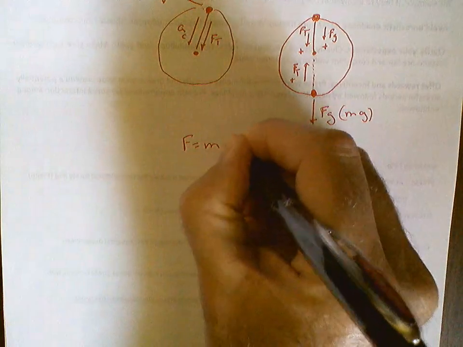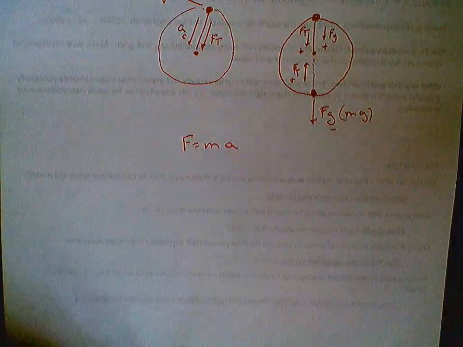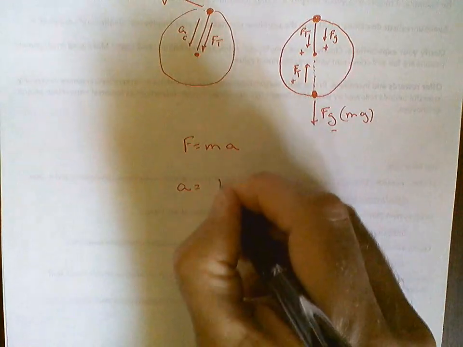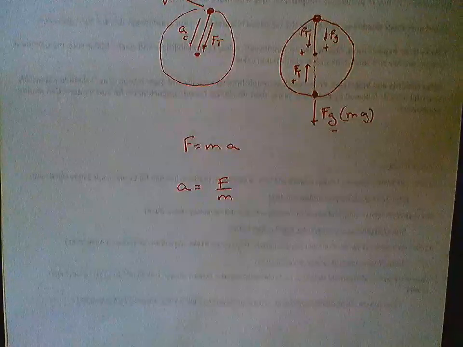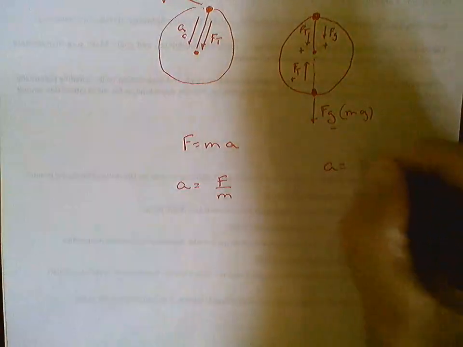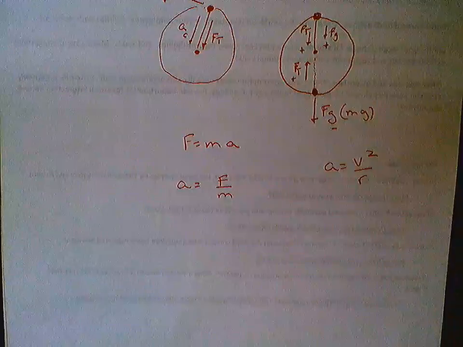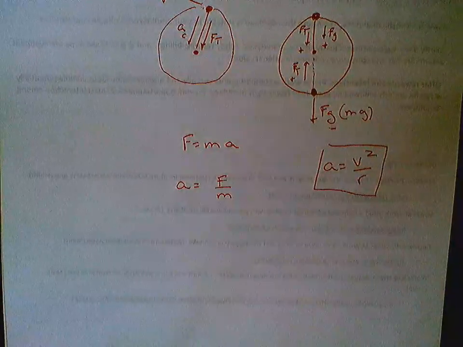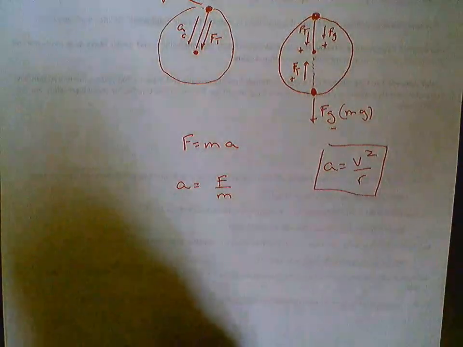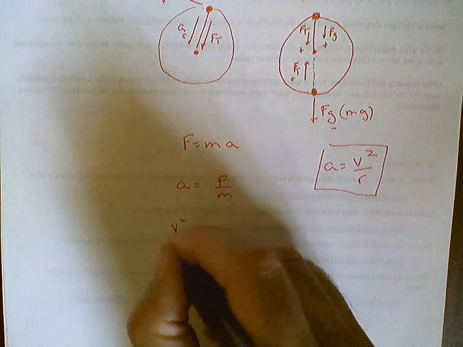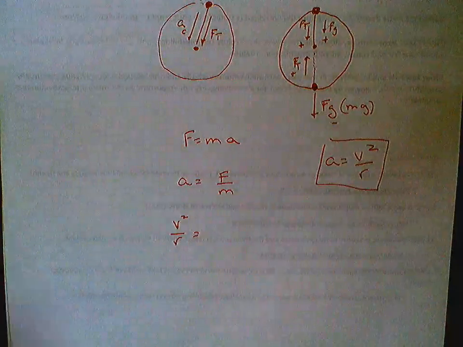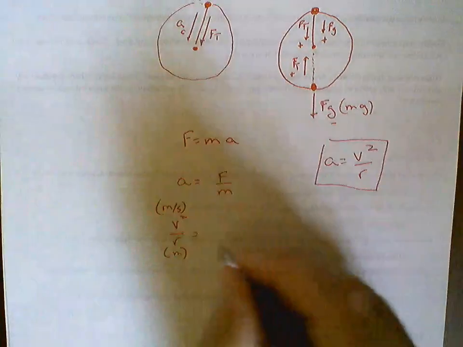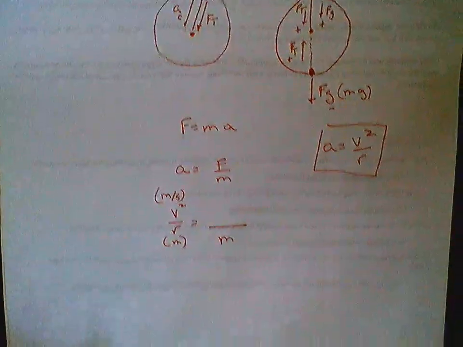Force equals mass times acceleration. What I do is I rearrange this formula first to say that acceleration equals force over mass. We have said that in centripetal studies, acceleration is equal to v squared over r. So I'm going to substitute that in. Now, this is radius in meters. This is velocity in meters per second. And now what I'm going to do is put a mass in here.